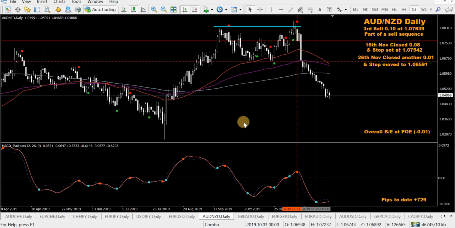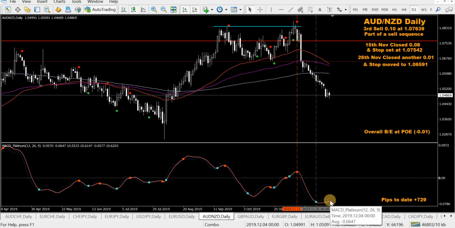All right, Aussie New Zealand. This pair has some good moves, but geez, it has some ugly moves too. Luckily, I'm in a sell trade back here. You can read my notes. It was a part of a sequence, and I closed out half and closed out another. So my overall break-even is at point of entry, POE, minus 0.01. So that's my point of entry.